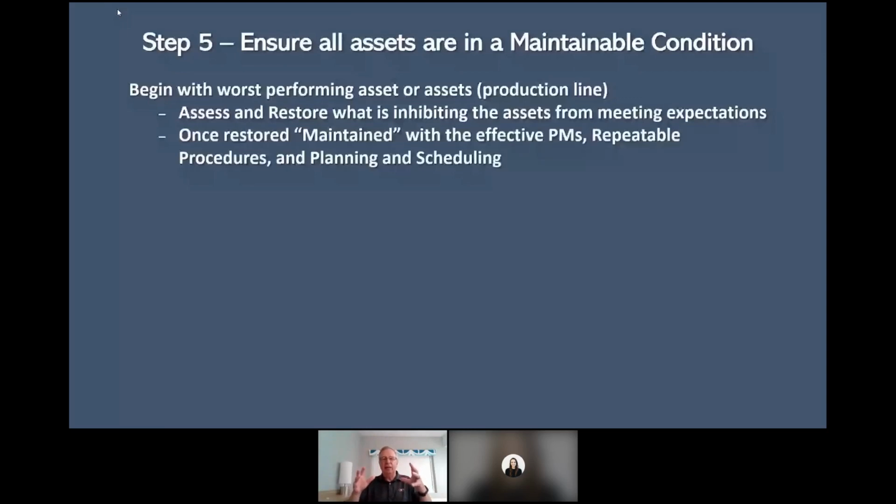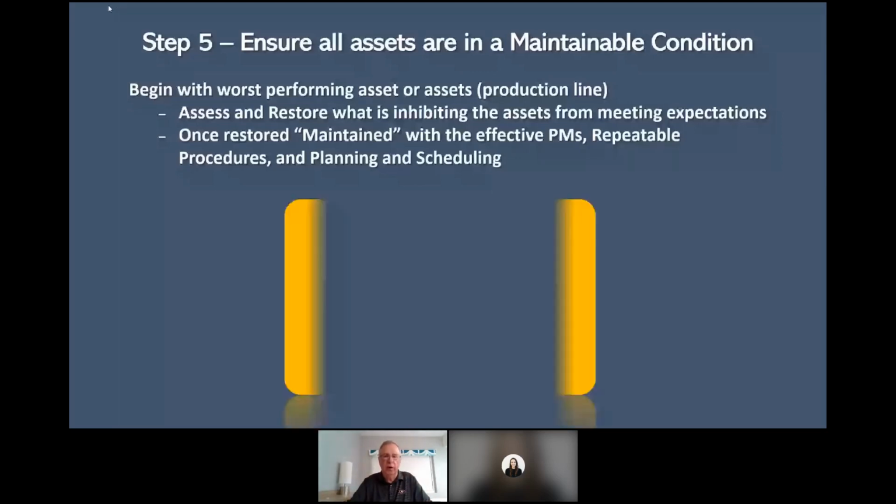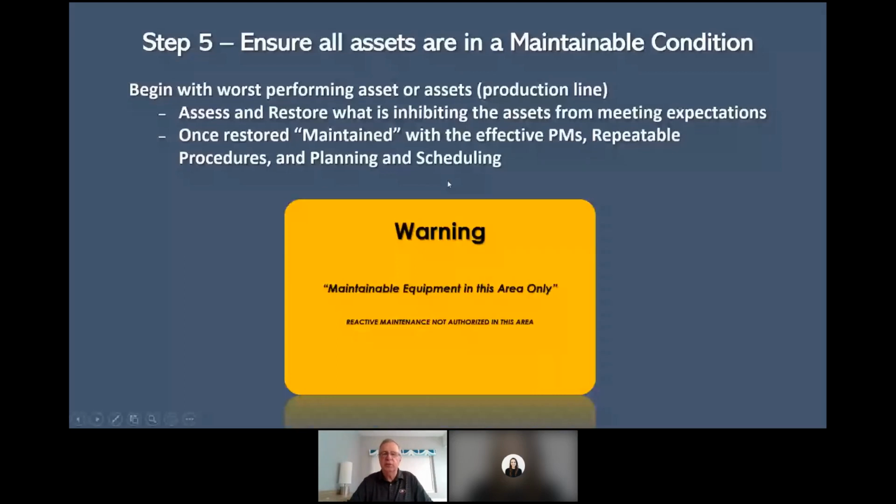We have to maintain it with effective PM procedures, repeatable procedures, and planning and scheduling. Those are critical. So, warning, this is what I always put on equipment after we maintain it: Warning, maintainable equipment, no reactive maintenance authorized in this area. That way they stop and say, oh, that's right, this equipment here we've restored.